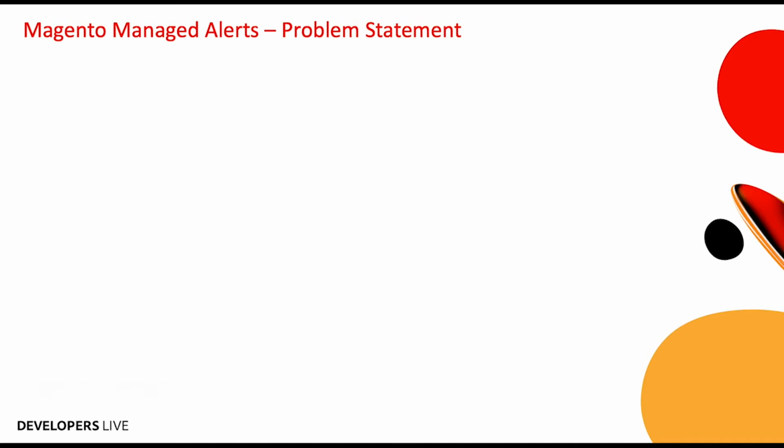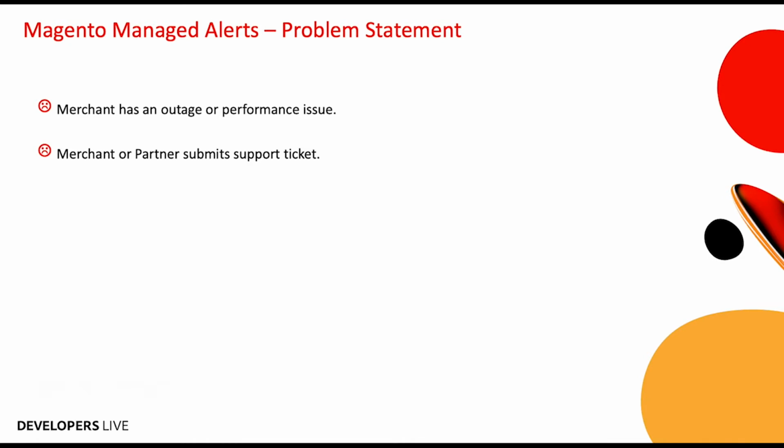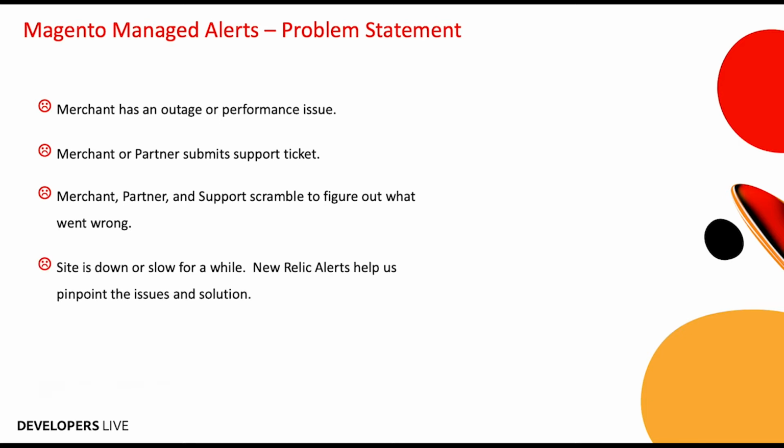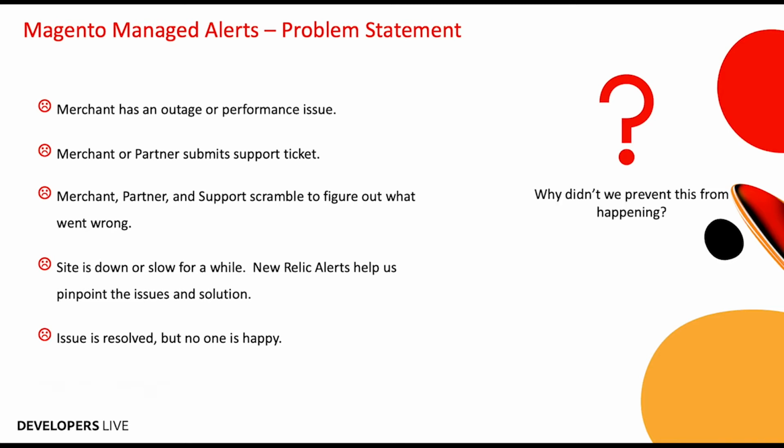So the problem we found is that a merchant would have an outage or a performance issue. A merchant or a partner would submit a support ticket. The merchant, partner, and support would scramble to figure out what went wrong. Then the site is down or slow for a while. New Relic helps us pinpoint the issues and solution. But once the issue is resolved, no one is happy. And this left us with the lingering question: why didn't we prevent this from happening?